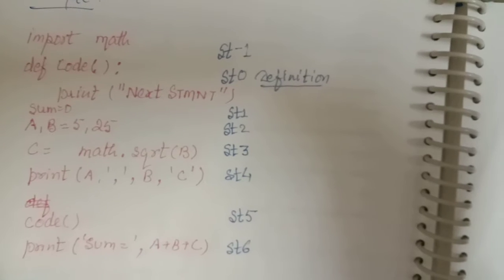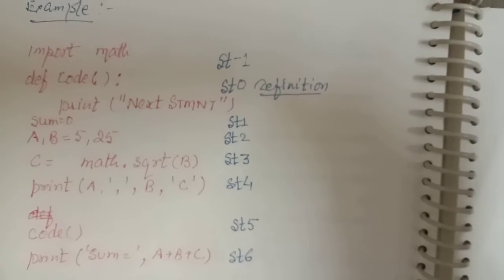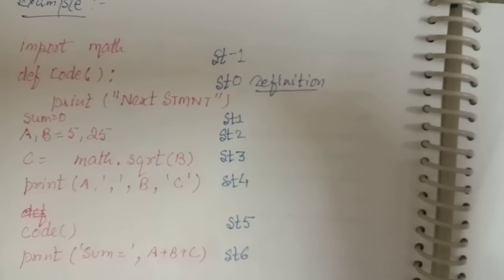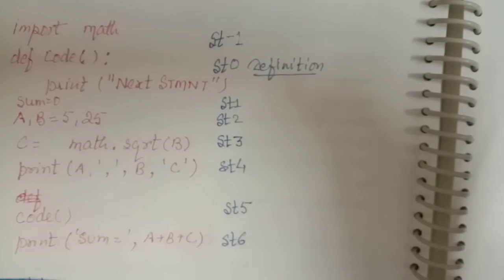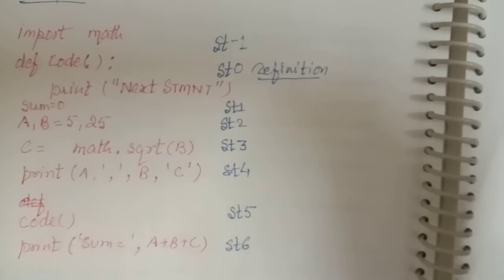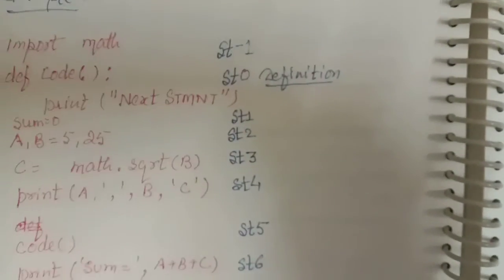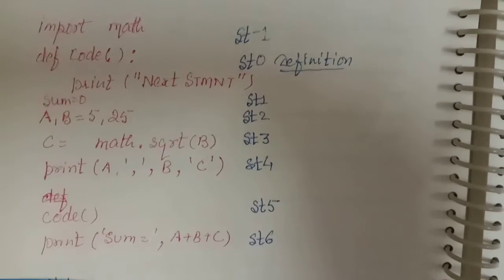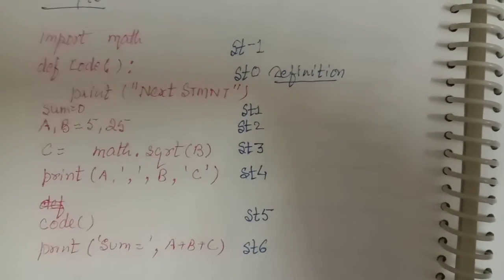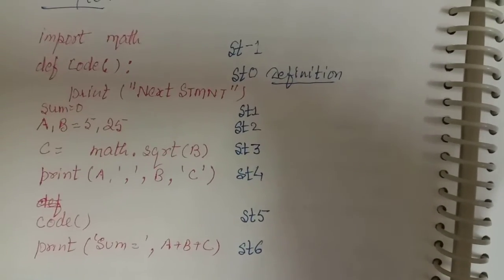Here there are some statements. I have stated them as st-1, st0, st1, st2 and so on, and the last statement is st6, which is a print statement. The first, as it appears, is an import statement. Now we'll understand how the interpreter executes them.